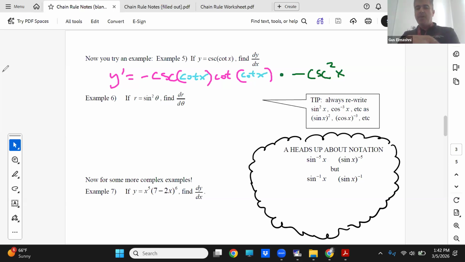Example 6. R equals sine squared theta. Who cares? R, theta, y, x, it's all the same. It's not a big deal. But one thing to keep in mind, if you see sine squared x, hopefully you guys know it's sine x then squared. Or if you see cosine squared at negative 3x, it's like cosine x raised to negative 3. Make sure you're aware of that. And notation wise, make sure you know that something like that is the same.